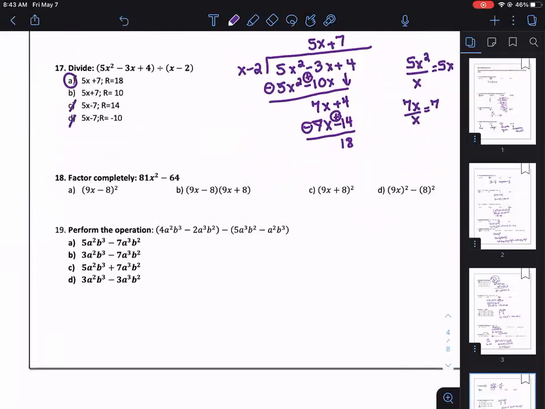Number 18 is a difference of squares. This is a perfect square and this is a perfect square. So there are your binomials, and there's really not much work you can show there.